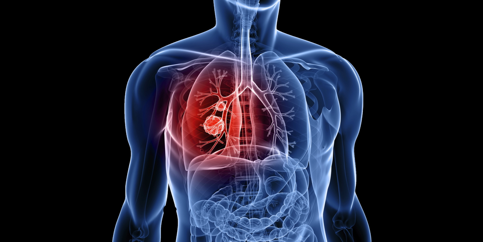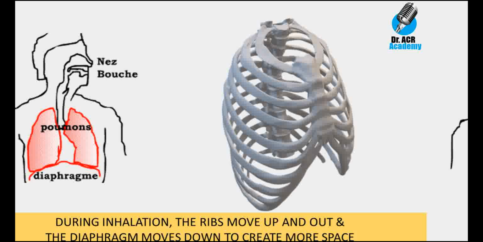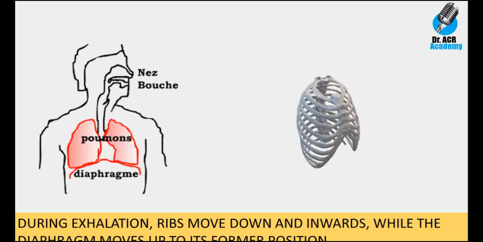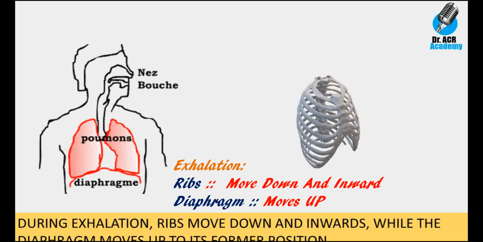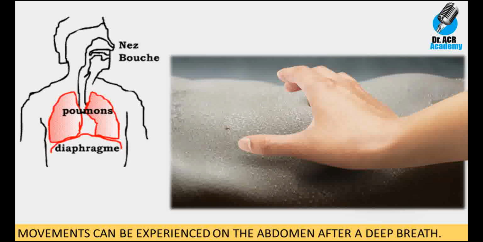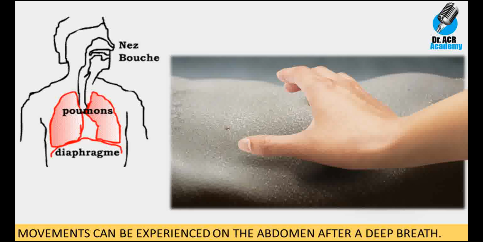From here, the used air reaches and fills the lung. During exhalation, ribs move down and inwards, while the diaphragm moves up to its former position. This reduces the size of the chest cavity and the air is pushed out of the lungs. Interestingly, the movements can be experienced by placing the palm on the abdomen after a deep breath.